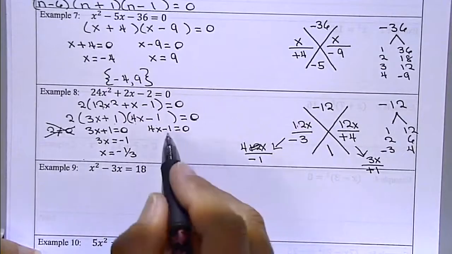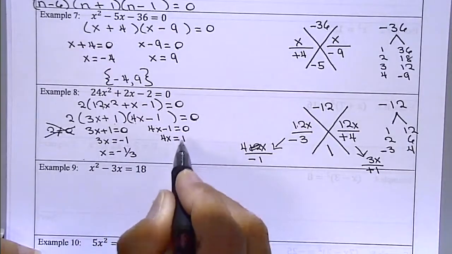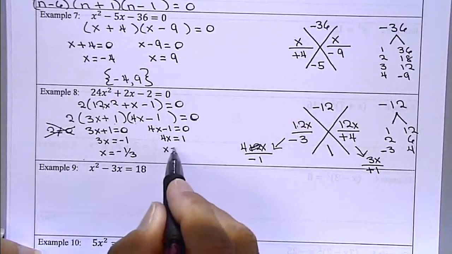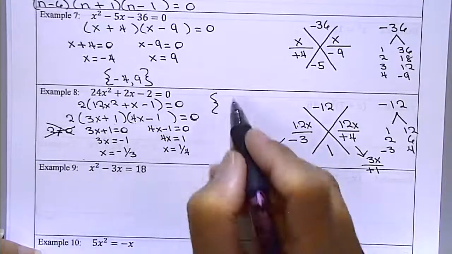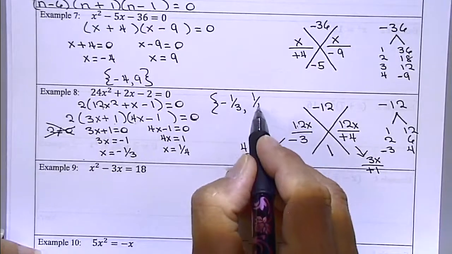Over here, add 1 to both sides. 4x is equal to positive 1. Divide both sides by 4. x is equal to 1/4. My two answers, if I write the smallest one first, are negative 1/3 and positive 1/4.